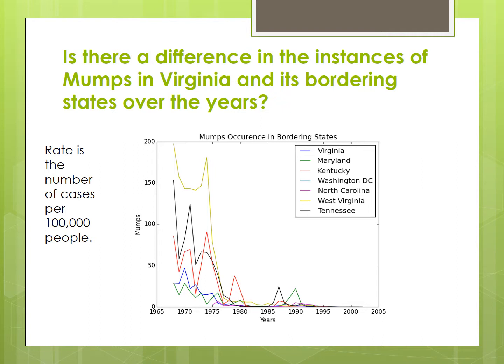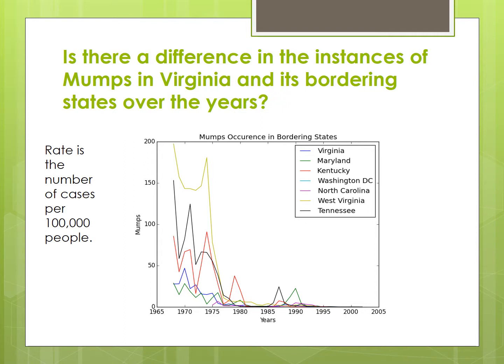Is there a difference in the instances of mumps in Virginia and its bordering states over the years? This graph indicates that North Carolina has consistently had a lower rate of mumps than other bordering states. Virginia has also been consistently one of the states with the lowest rate of cases of mumps. Around 1967, Tennessee had a significantly higher rate of mumps than any other locations.